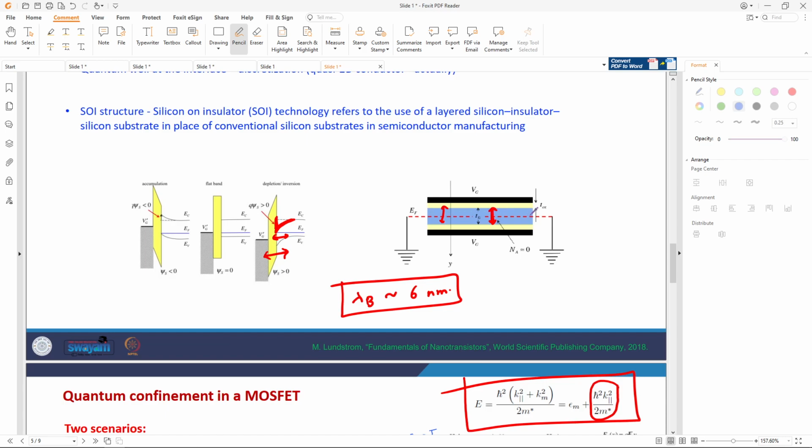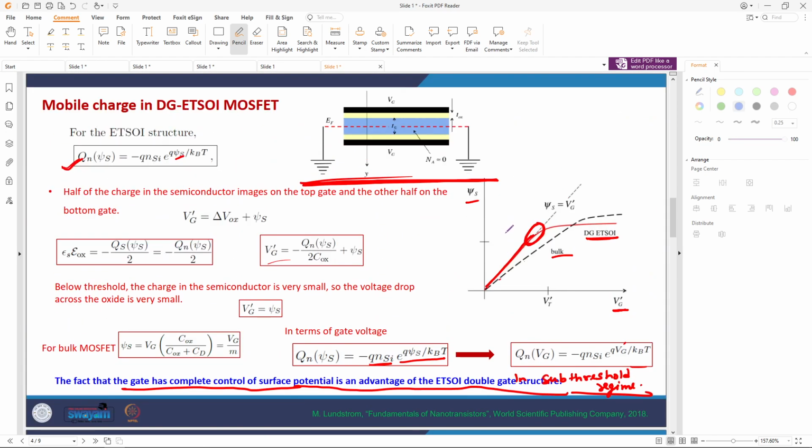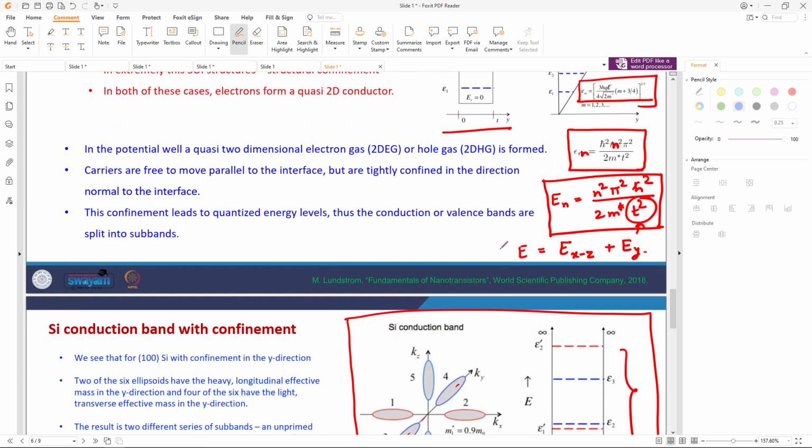They can move freely in this direction. Can they move freely along the y direction? X and Y. They can't, because this length there is only 6 nanometers, right? So there is confinement along the y direction. The z direction, we will assume that it is large enough, so along the z direction also there is no confinement. So typically Ex and Ez are continuous, Ey is discrete.